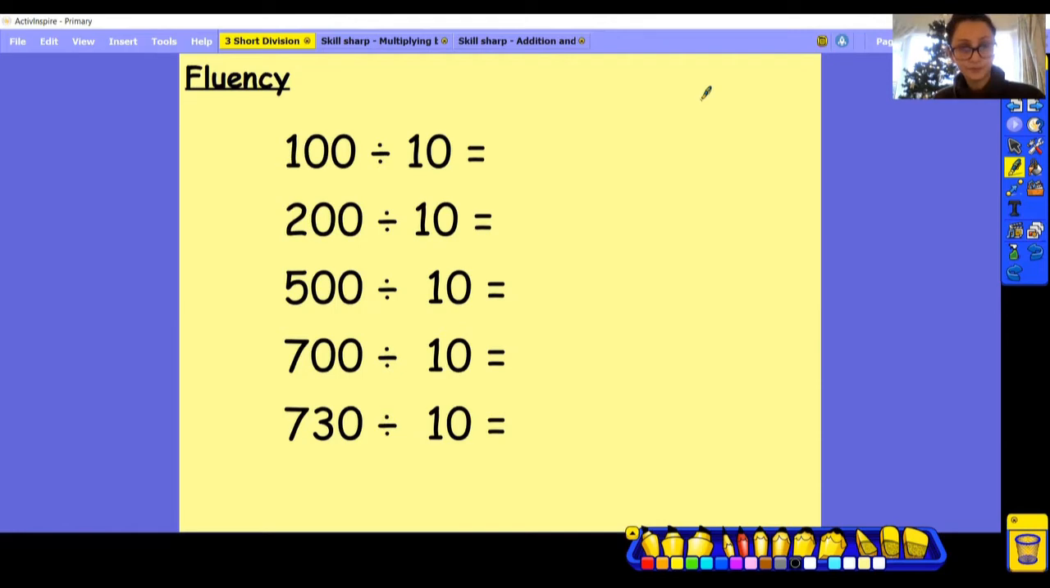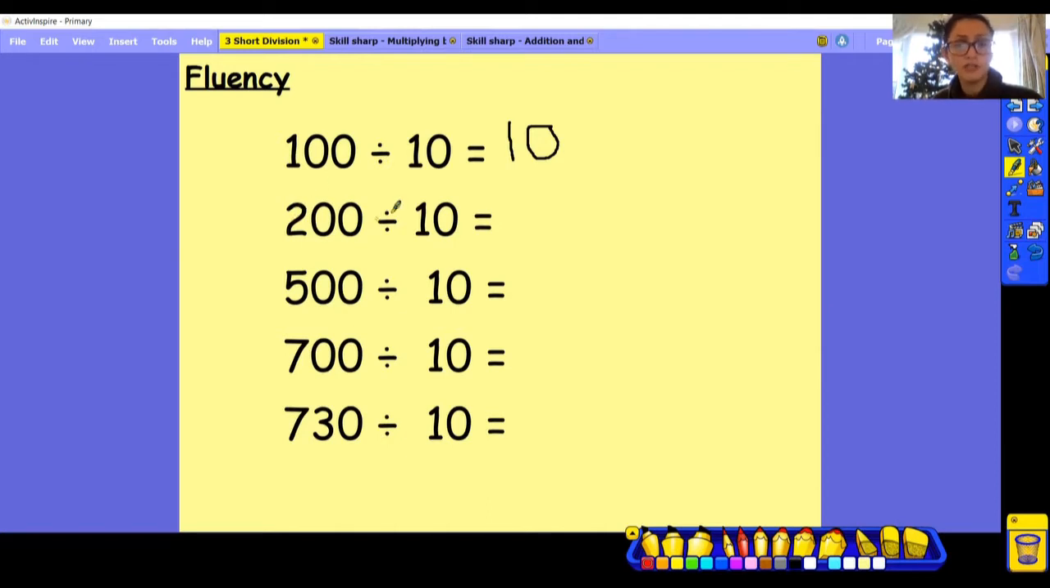So here I have 100 divided by 10. We know that when we divide by 10, it gets 10 times smaller. So when we have 100 divided by 10, we're going to have to lose one of these placeholders because it's going to get 10 times smaller. So 100 divided by 10 is going to equal 10. I'm going to change the colour of this actually.